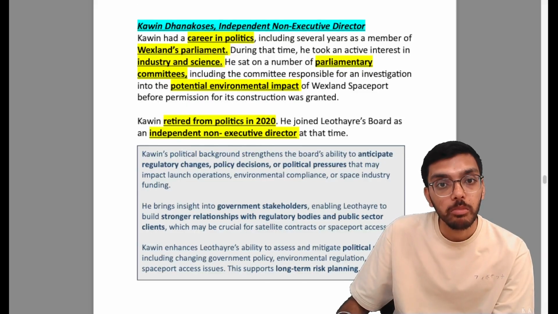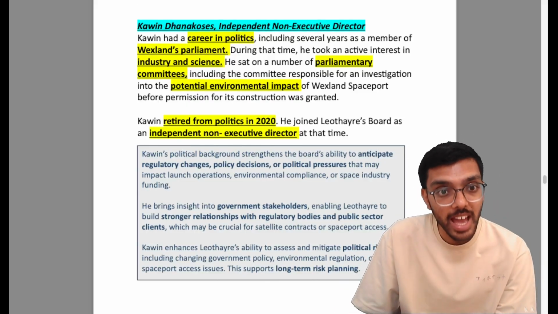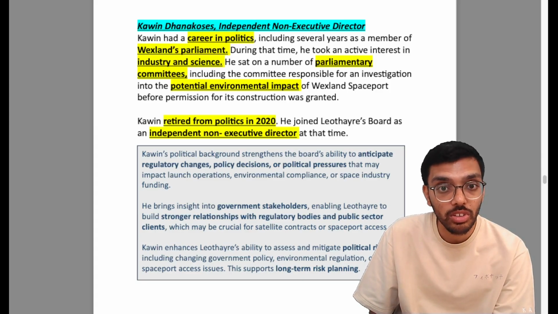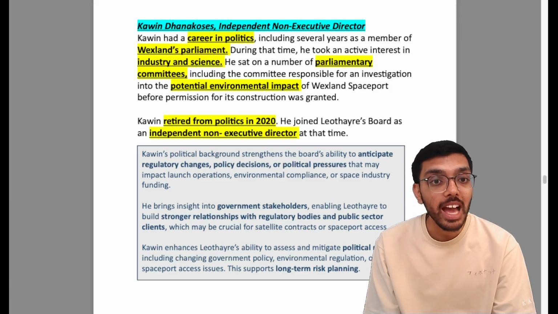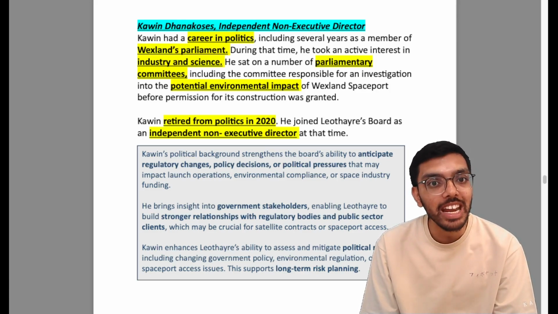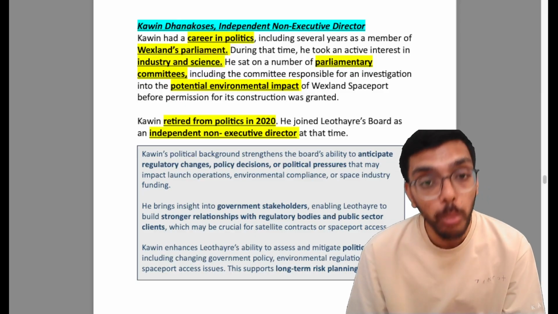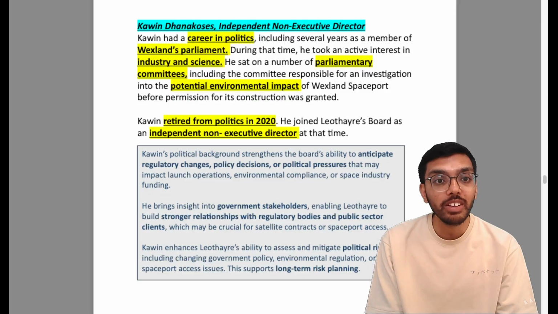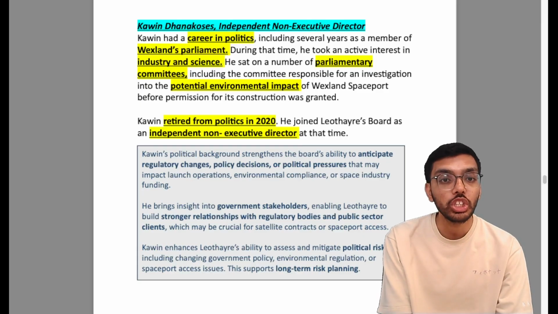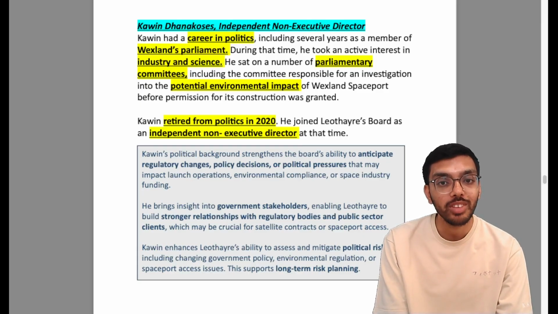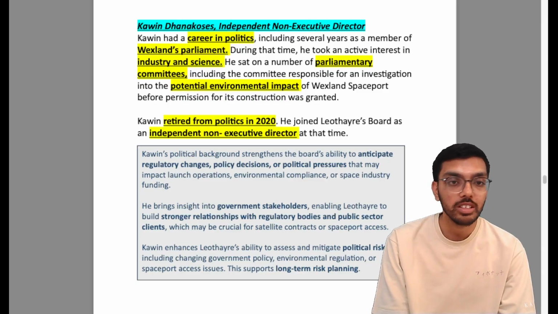Next, we have Kavin, who is another independent director. Kavin has had a career in politics, including several years as a member of Wexland's parliament. So we have an ex-elected representative who is part of our board. During that time, he took an active interest in the industry and science. He sat on a number of parliamentary committees, including the committee responsible for an investigation into the potential environmental impact of Wexland spaceport before permission for its construction was granted.